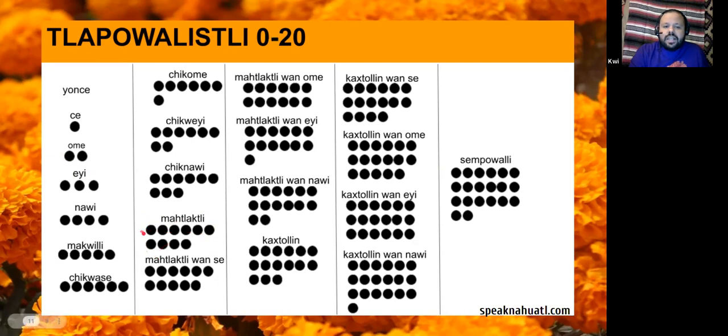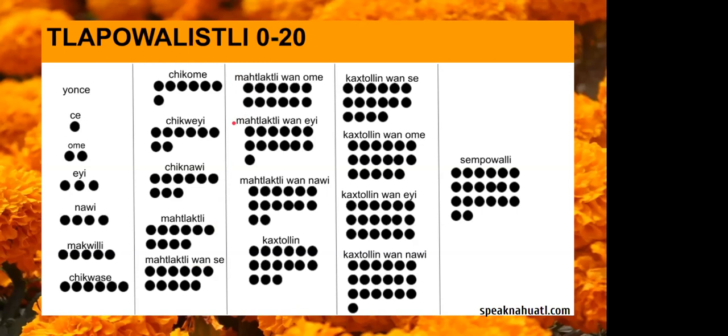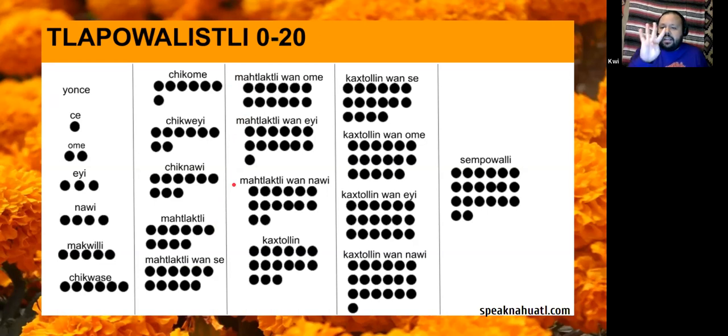So 10 dots or 10 circles, right? So mahklaktli, which is 10, you know? So it's also referring to your whole two hands. Then for 11, we have the word one, right? Which means and, one. So mahklaktli, right? You have 10, put them to the side. Mahklaktli one se, right? 10 and one, which is 11. Then we have mahklaktli one ome, 10 and two. Mahklaktli one eyi, 10 and 3. And then mahklaktli one nawi, 10 and 4.